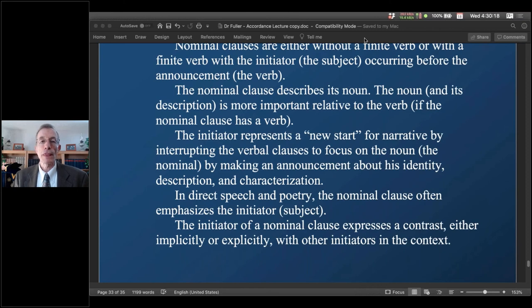Should grammar be objective and free from theological presuppositions? Grammar itself, yes. But really, grammar works on mostly a verse level, okay?